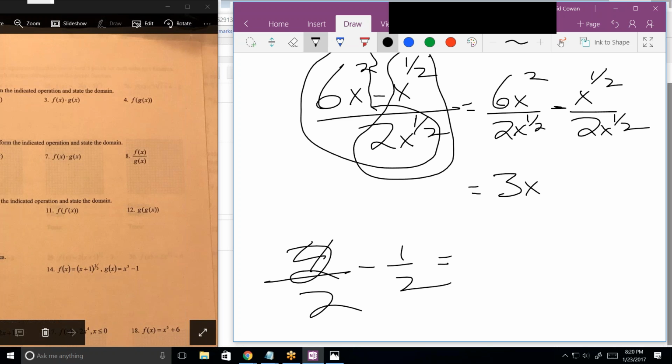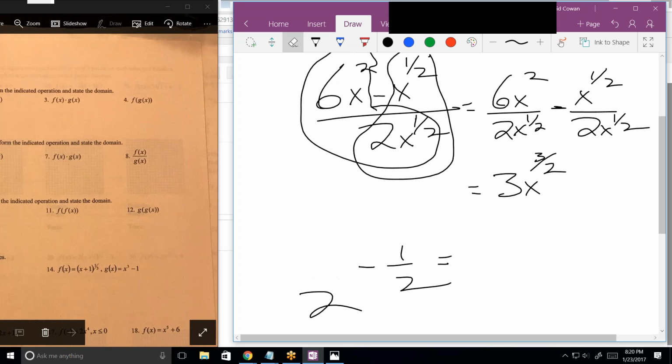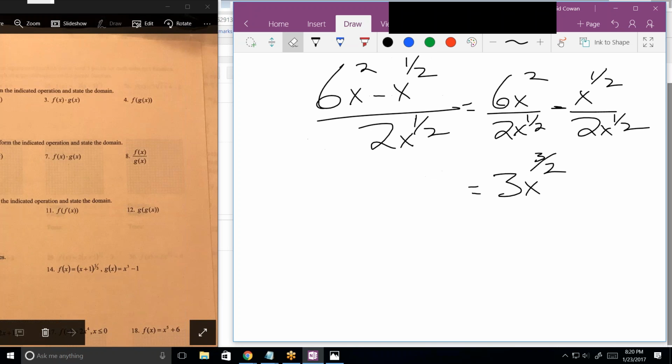And that's what you always have to do, is find a common denominator, whether you have two fractions or whether you have a whole number and one fraction. As long as you're adding or subtracting them, then you've got to find a common denominator. Now, what's the other part?